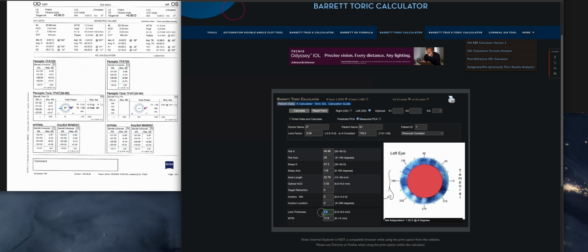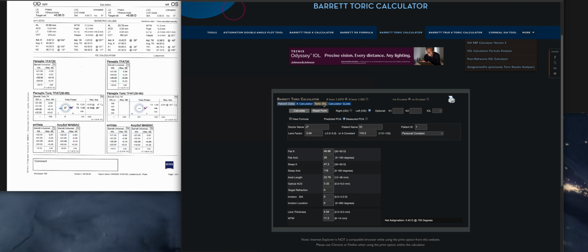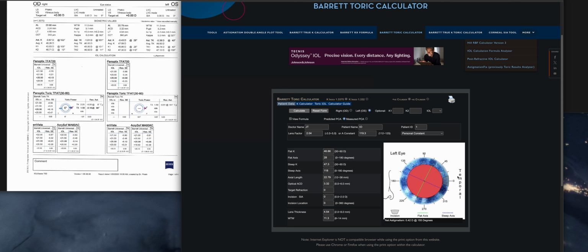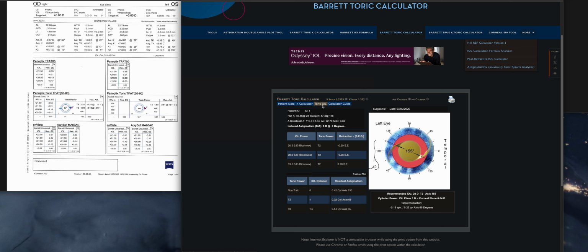And lens thickness on this side is 1.54, white to white. Okay, calculate. And wait until this comes out. Yep, perfect. And then you can click the IOL. Yep. So for this side, I'm going to use a 20 diopter lens.